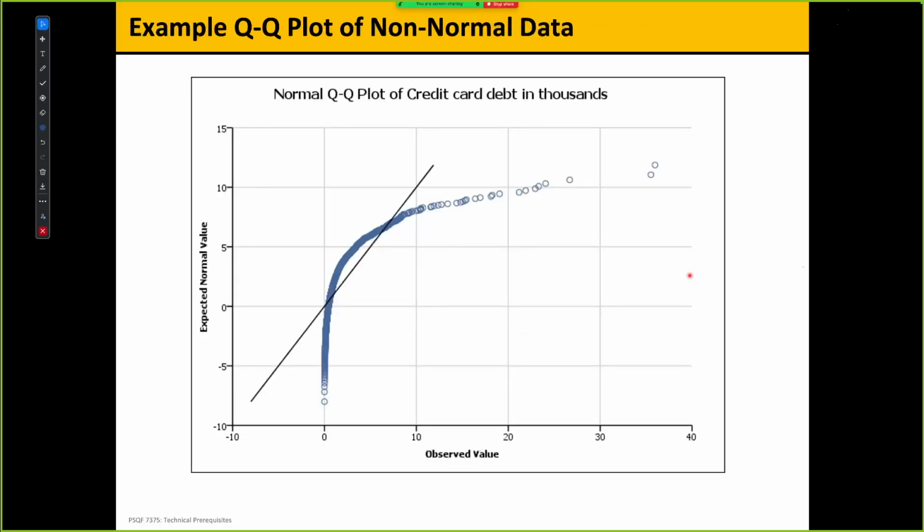And here's another example. This is non-normal data. This is really bad, right? There's our line where we want everything to line up with, and those circles are our observations. Has anyone ever done a QQ plot and seen something like this before?